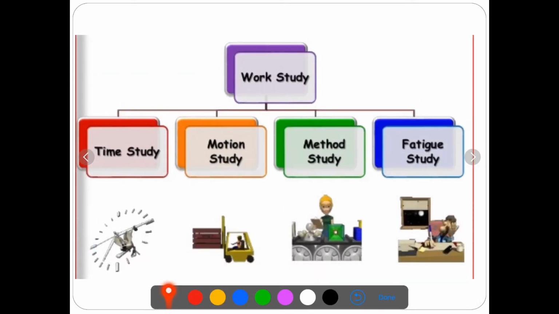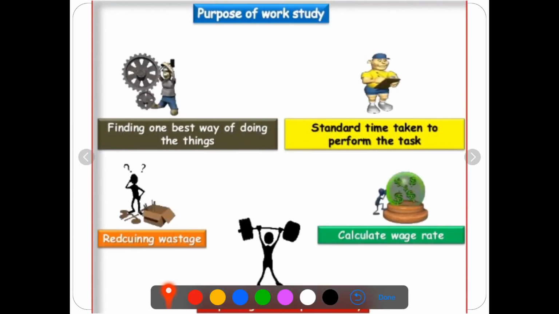So, Taylor did four important studies which are classified as time study, motion study, method study, and fatigue study. The whole purpose of doing this work study was to find out one best way of doing the job, the standard time taken to perform the task, reducing wastage, calculating wage rate, and finally improving the work productivity.